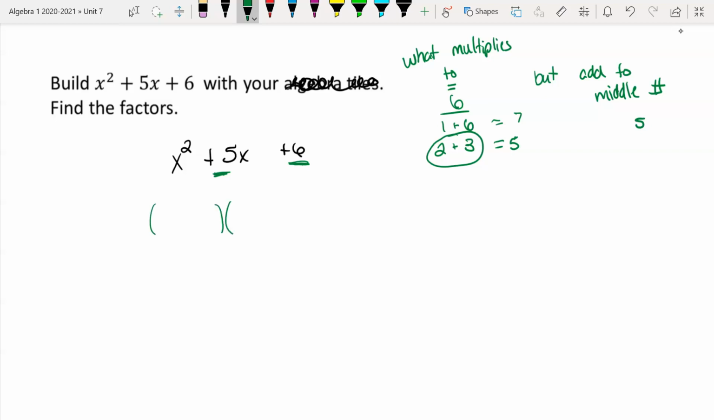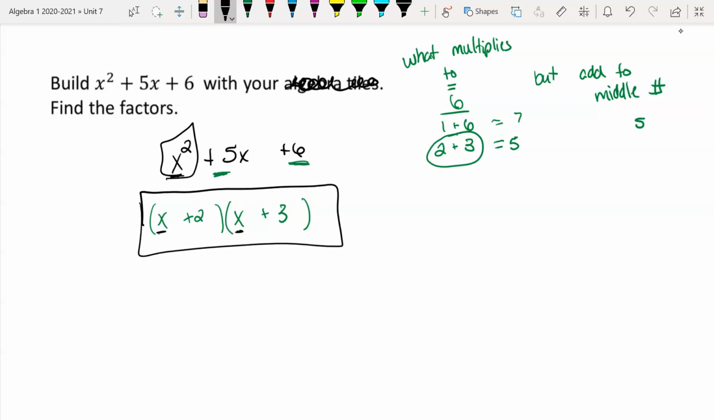Whenever you do this, factoring is like the opposite of multiplying. So I know I'm going to want to multiply it, so I need to break it into parts. I could do x and x in the beginning, and I'm going to do plus 2 and plus 3. The reason we do x and x in the beginning is because if I multiply those, I'll get that x squared that I started with. So now that is my answer. That is factoring right there. The big block is the answer.